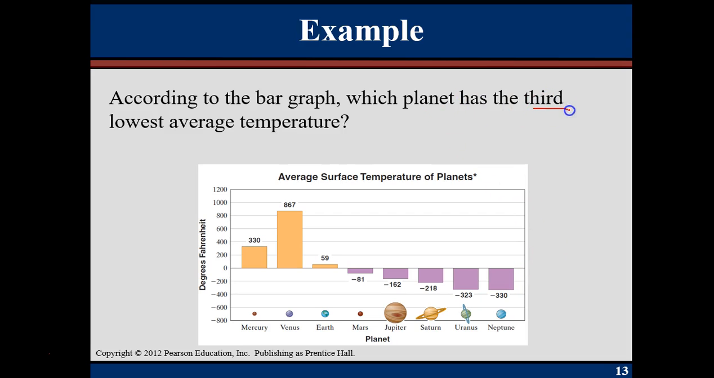Which is the third lowest? Well, if this is the lowest, then this would be the second lowest because it's a little bit higher, and this would be the third lowest because it's just a little bit higher than the second one. And so the answer to this question would be Saturn at -218. And that's how you compare integers and use absolute value.